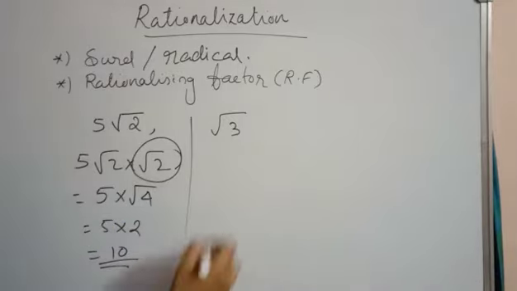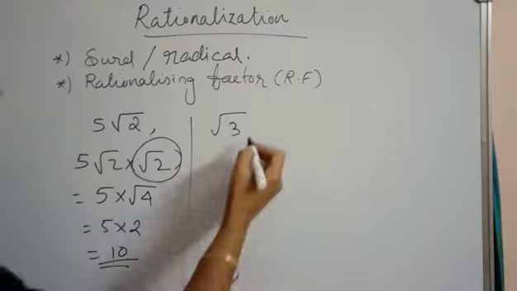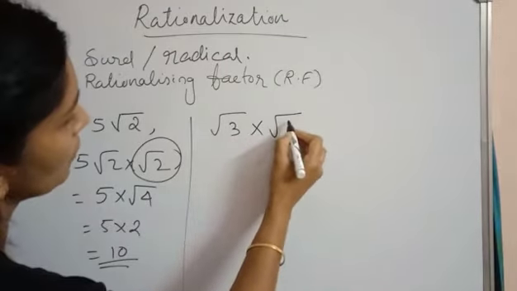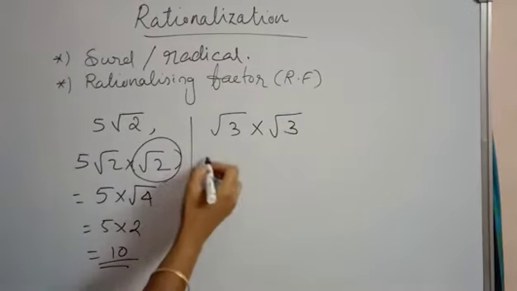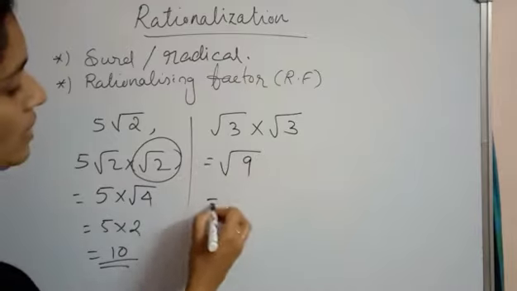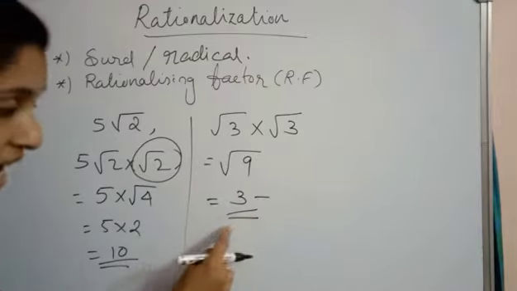And in the same way, if you consider square root of 3, we can multiply the square root of 3 with one more square root of 3. The product will be square root of 9 and that is equal to 3. So this is a rational number.